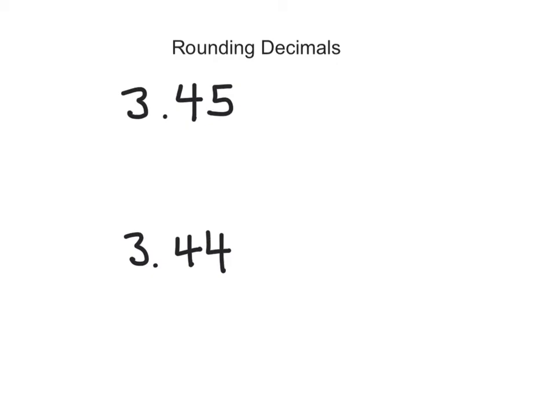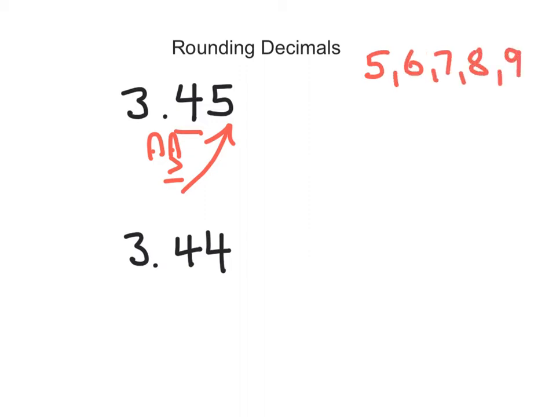Alright, so this first number, 3 and 45/100ths, we are going to round this to the nearest tenth. So the first thing I do is identify the rounding place. 4 occupies the tenths column. So I'm going to identify that, and then I'm going to look at the number to the right of the rounding place. If that number is greater than 4, so if it's a 5, 6, 7, 8, or 9, then I'm going to round the 4 up. If it's not greater than 4, I will leave the rounding place the way it is.